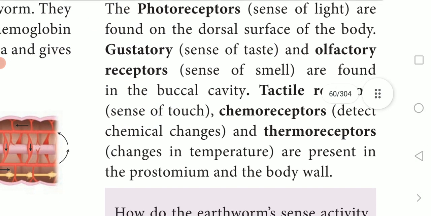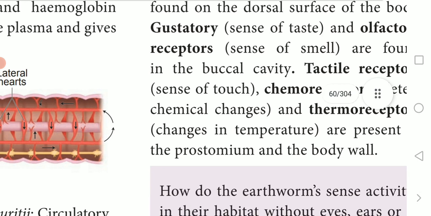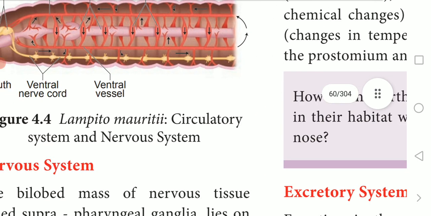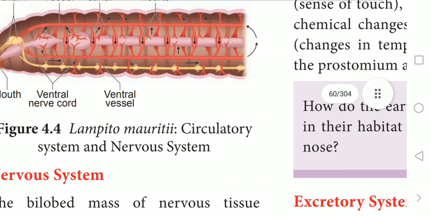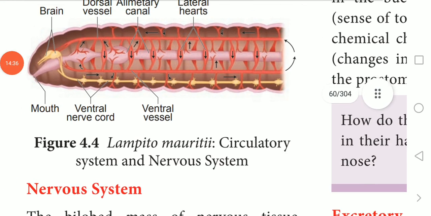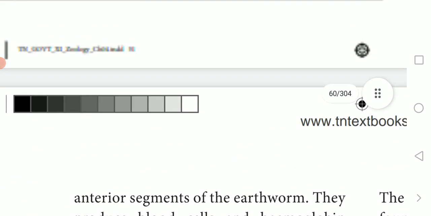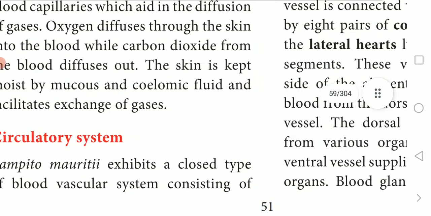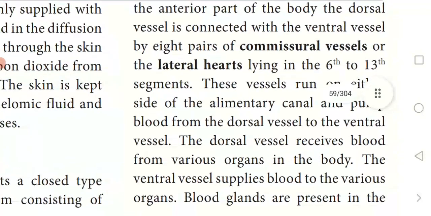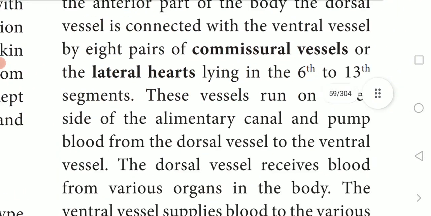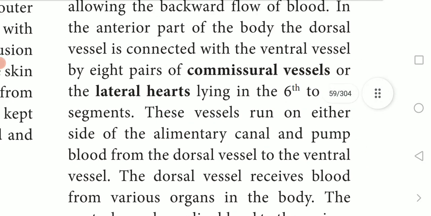Just mark it out. Today we have seen the nervous system of the earthworm and the circulatory system of the earthworm. You can go through it. If you have any doubt, you can contact me. Just go through it today itself. Otherwise, if you go through it tomorrow, you will forget this topic.